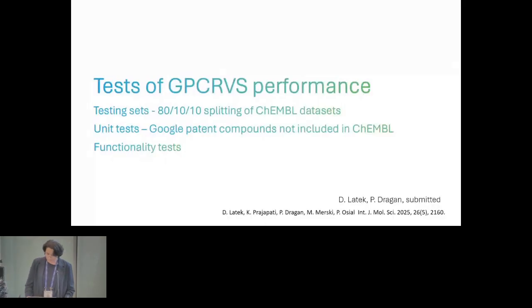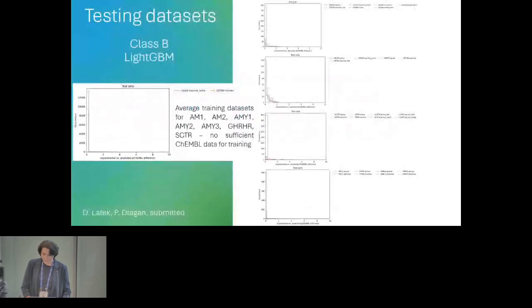In the second part of my talk, I will show you examples of tests performed for GPCRVS. These results have just been obtained during the recent update. At first, we used classic tests of performance using 10% of randomly selected compounds from ChEMBL datasets that were not used in training. Here on these plots, I show you the difference between experimental pChEMBL values and predicted pChEMBL values, which should be 0 or close to 0.